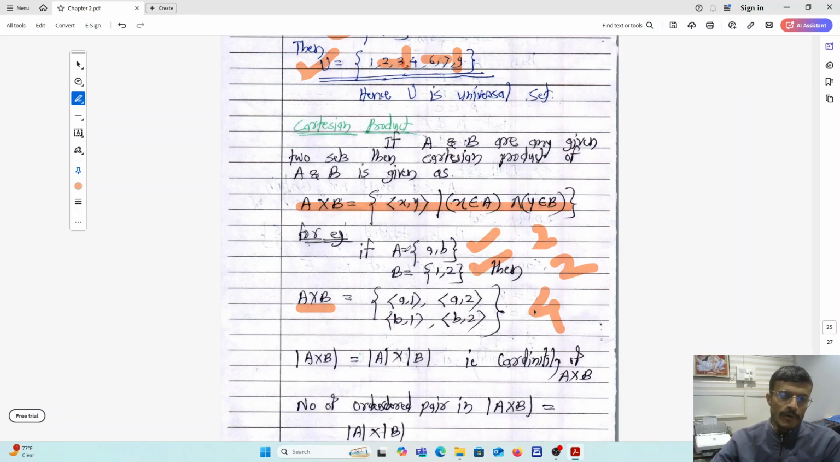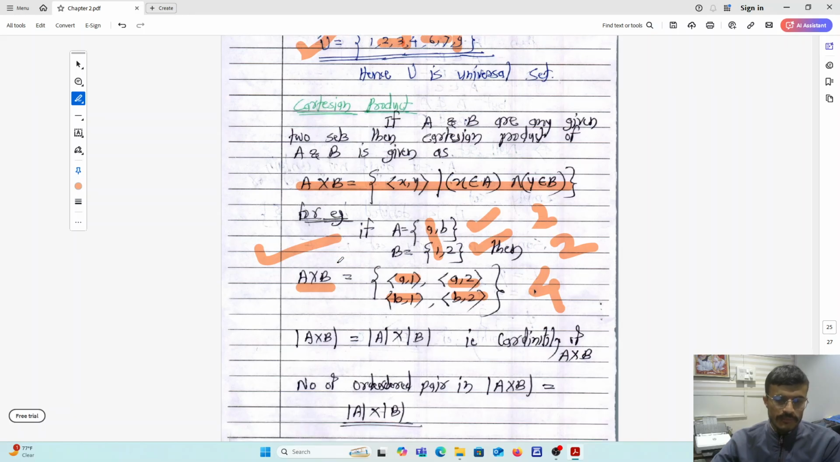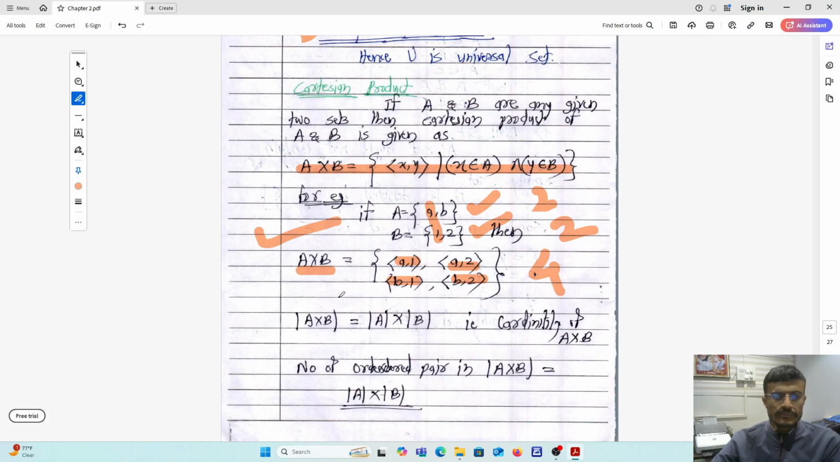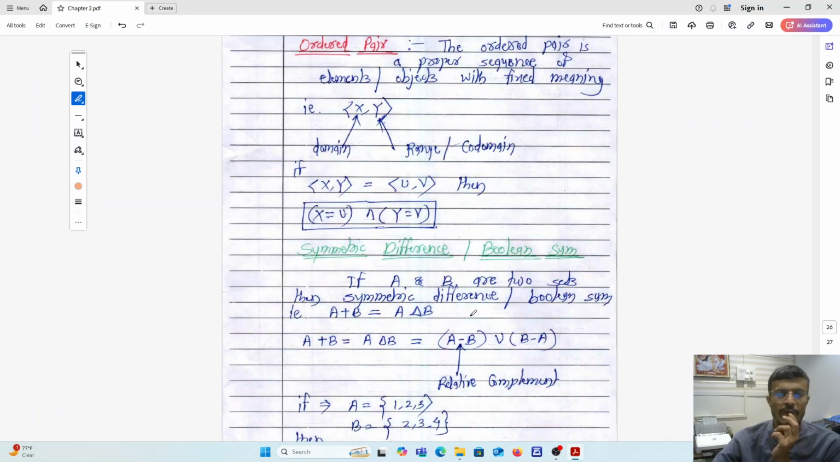So the domain will be made up of A and the range will be made up of this B. So the first ordered pairs will be a1, a2, then b1 and b2. That is the Cartesian product, or it is called a direct product. You can see here, the cardinality of A cross B is equal to the cardinality of A cross the cardinality of B. The number of ordered pairs in A cross B is equal to the cardinality of A cross B. Already we have seen over here, that is 2 cross 2 is equal to 4.